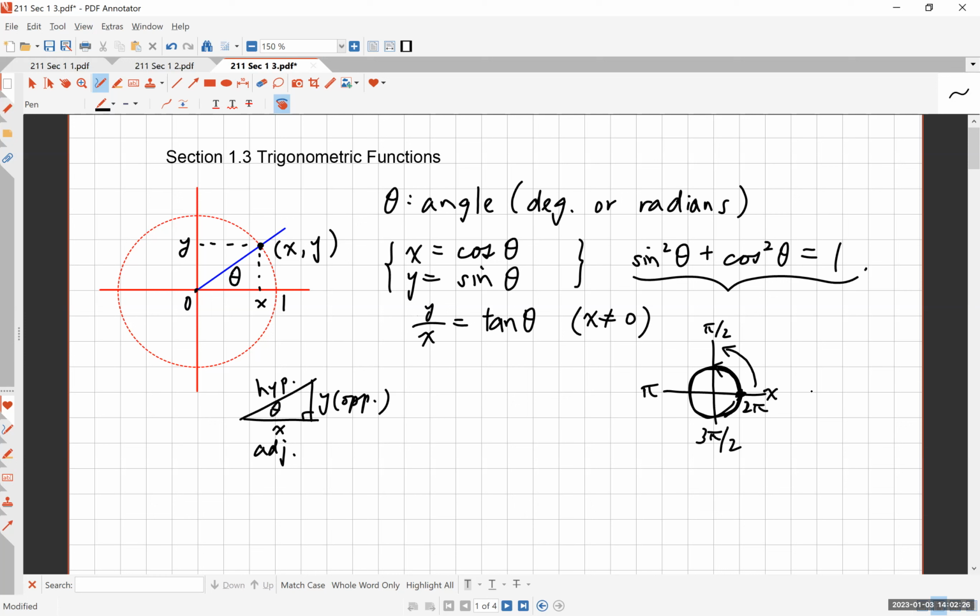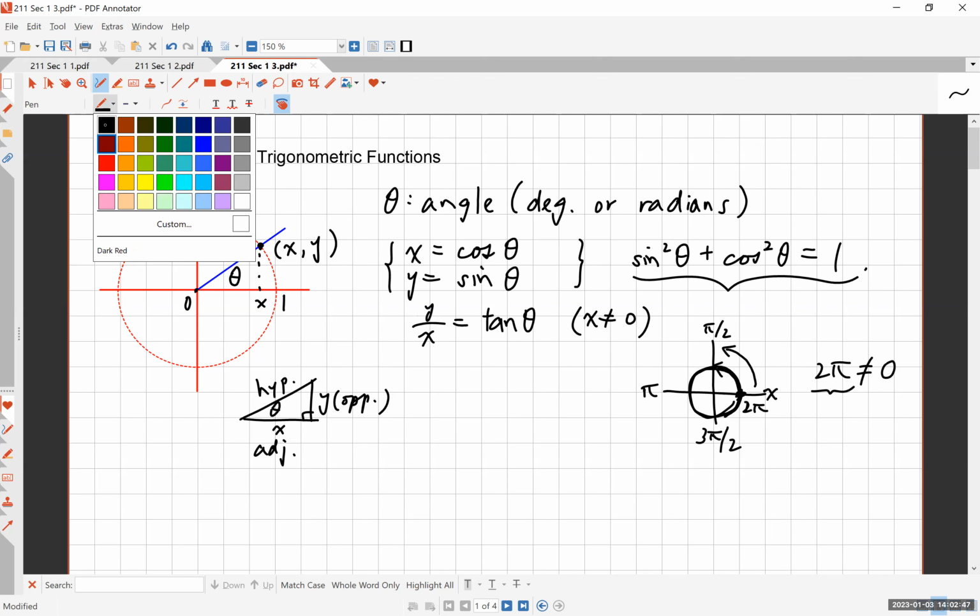And so 2 pi and pi represent the same angle on the unit circle, but clearly, you don't want to say 2 pi and 0 are equal to each other. As angle representation, the picture would look the same, but clearly 6.28 something is not equal to 0. So those are not equal to each other, although they do represent the same angle.